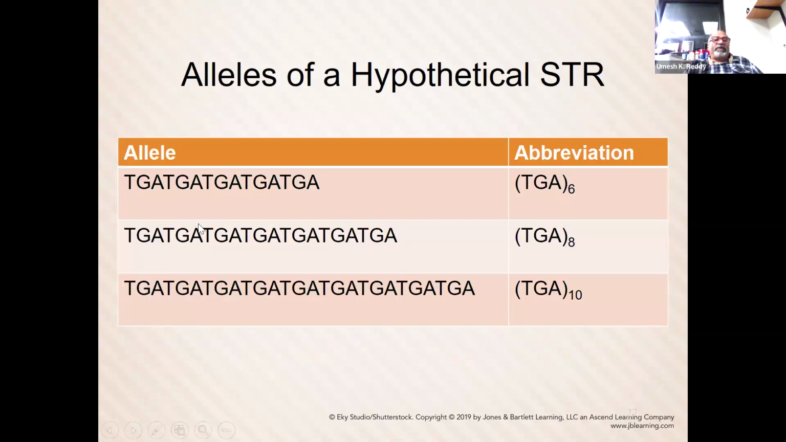So here is a repeat. This person has TGA 1, 2, 3, 4, 5, 6 times, whereas another person has 8 times, and another person has 10 times. And why this difference? How can you infer this difference? So you need to do a lot of association mapping to understand the utility of these differences, why we are having these differences.